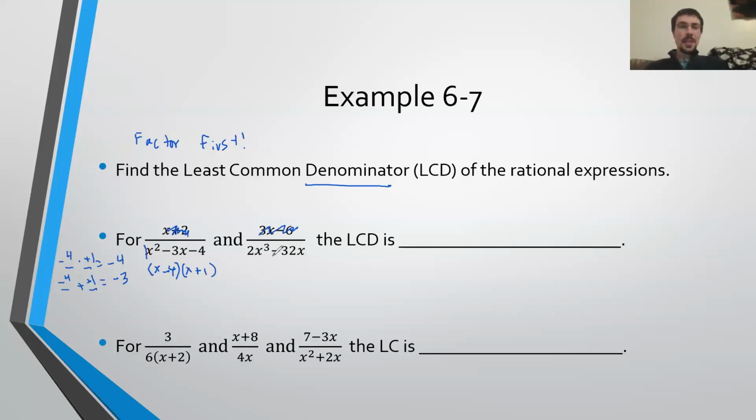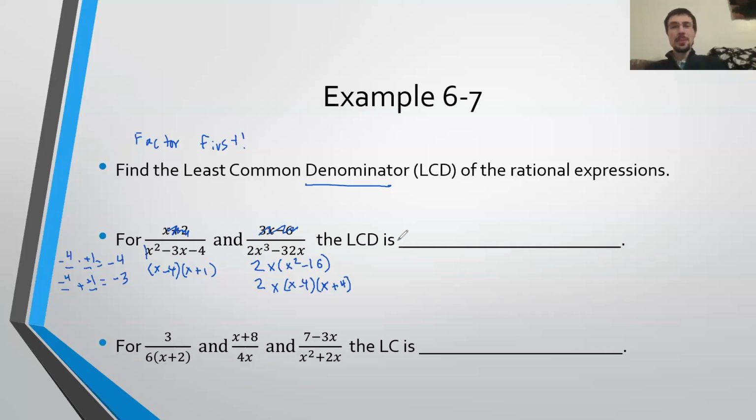For the second fraction, the first step in factoring is to find the GCF. Don't get the GCF and the LCD confused. GCF is the greatest common factor. The greatest common factor of 2x to the third and 32x is 2x. Factor out a 2x and you're left with x squared minus 16. But don't stop there, because x squared minus 16 is a difference of squares, which factors to be x minus 4 times x plus 4.